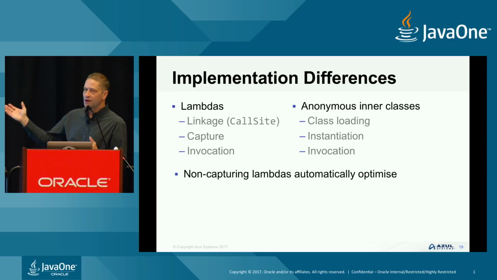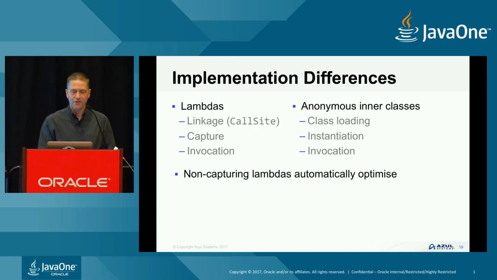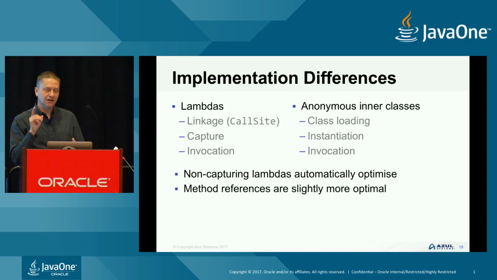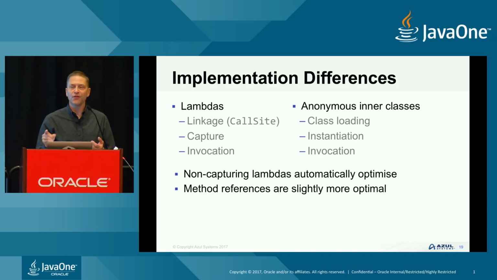Now, in terms of rules of thumb, non-capturing lambdas automatically optimize. Just the way they work is that they're better in terms of optimization. Second thing is that method references are slightly more optimal. The reason for that is that, as I described to you earlier, one of the first things that has to happen when a lambda is compiled is you have to generate a new method which has the body of the lambda expression in it.